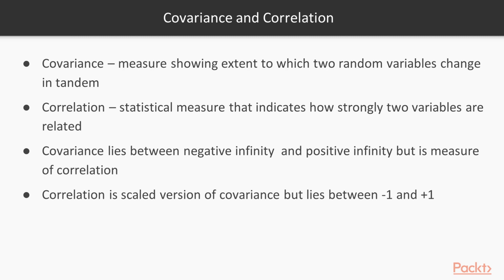Let's move to covariance and correlation. Covariance is a measure showing the extent to which two random variables change in tandem. Correlation, on the other hand, is also a statistical measure that indicates how strongly two variables are related. Statistically speaking, covariance lies between negative infinity and positive infinity, but correlation is the scaled version of covariance and lies between -1 and +1.